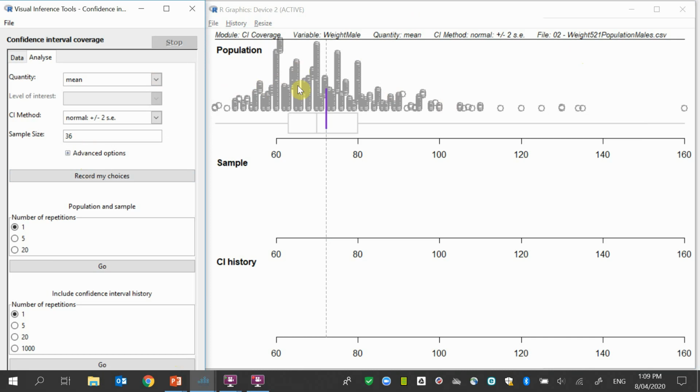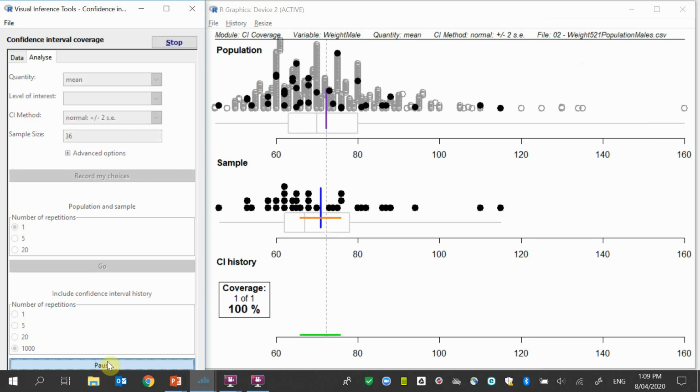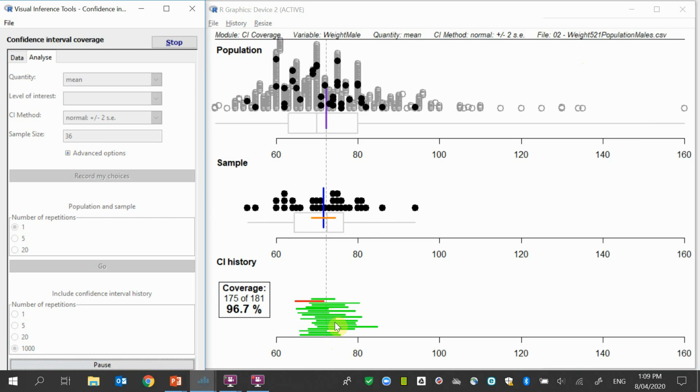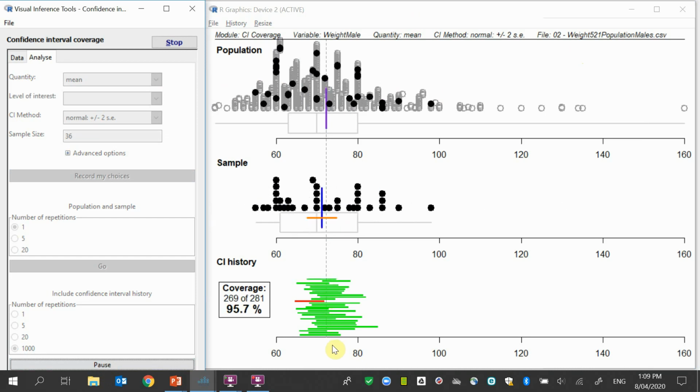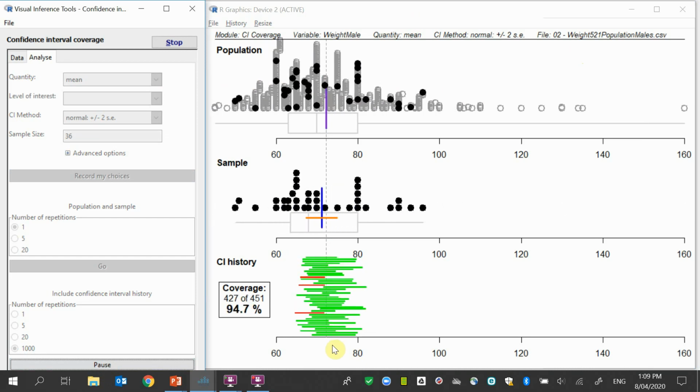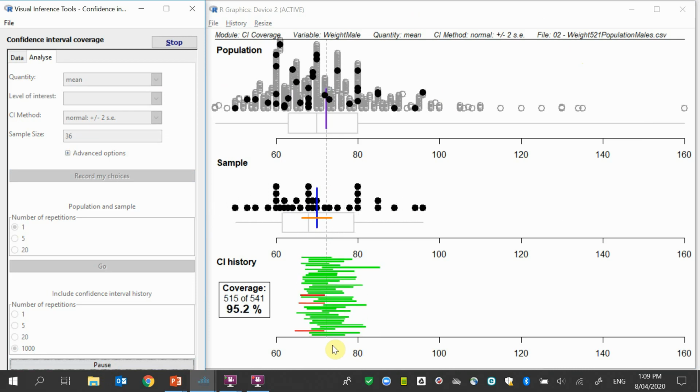We're going to have the population. We're going to take samples of 36 and build these 2 standard error confidence intervals. And if we do that over and over and over again, we get these confidence intervals. All the green ones have captured the population parameter, which is usually unknown, but in this case we have the population, we know it.